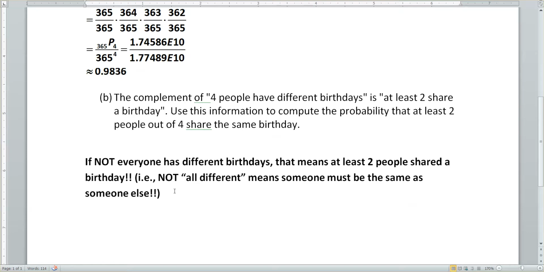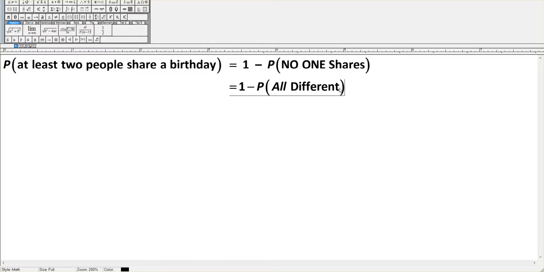So if they all have different birthdays, it means everybody has their own day staked out. But if that's not the case, if it's not that everyone is different, that means that at least 2 people, maybe more, maybe 3, maybe 4, maybe 2 sets of 2, but at least 2 people must have the same day, right? If we aren't all in our own little day, then somebody's got to be the same as somebody else. Right? So how would we find the probability of that? Well, the probability that at least 2 are the same is 1 minus the probability that they're all different. All right. There we have it.